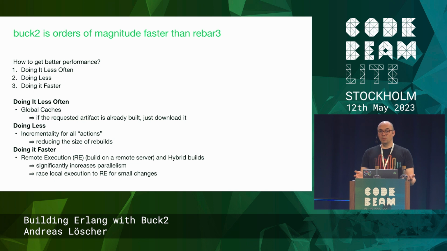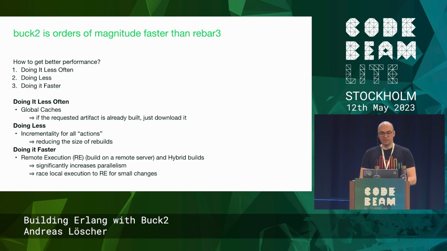So for doing it less often, we have a global cache. With remote execution, every build contributes to this cache. If you have a large repository, usually you don't change all the files at once and check them in, so you change a small part. And for the rest of your build, usually everything is cached, you just download the artifacts.